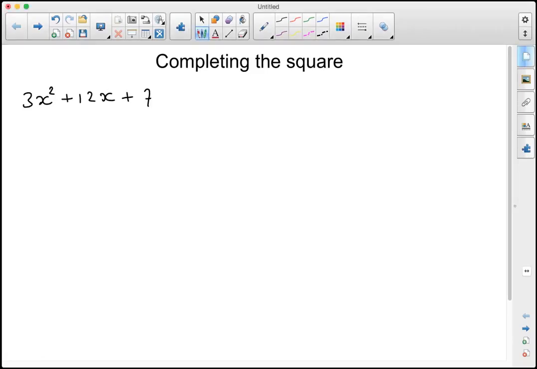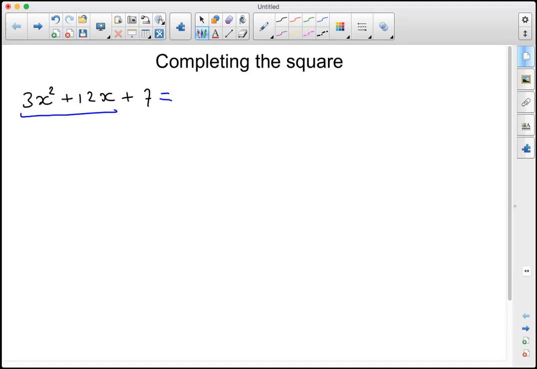So let's do another video on completing the square, another example. This time a bit harder, 3x squared plus 12x plus 7. And we cannot factorize that with ordinary numbers. So the only thing that we can do is complete the square on it, which happens on this bit here.